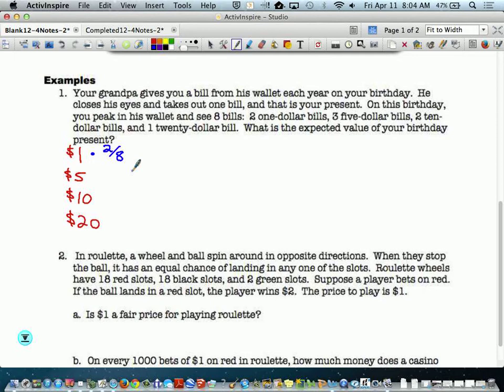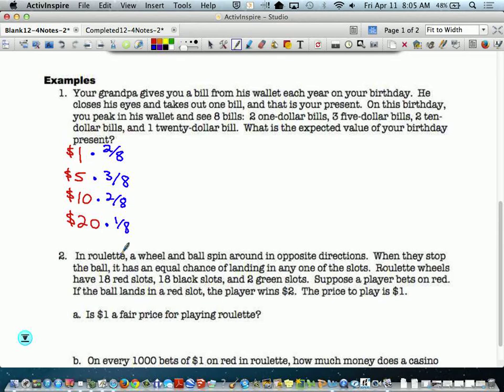I'm not going to worry about reducing that fraction, because the 2 over 8, or if you reduce to 1/4, that's not the point of the problem. What's the probability of getting a $5 bill? So we'll multiply by 3 out of 8. $10 bill? 2 out of 8. And $20, 1 out of 8.